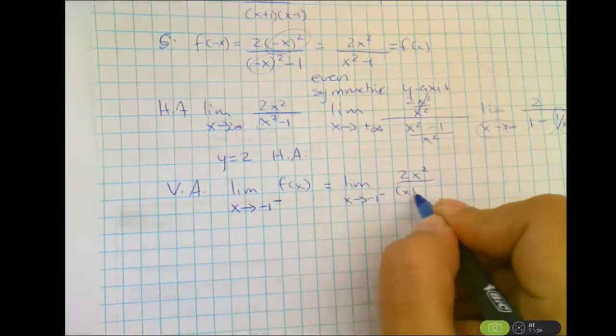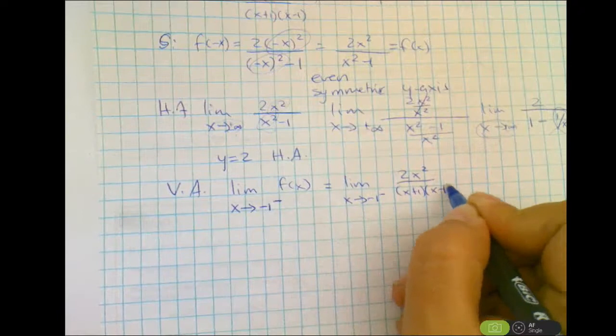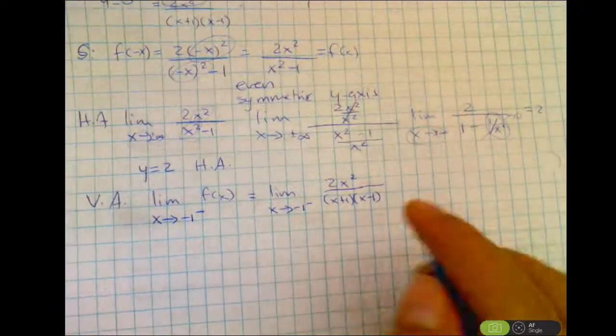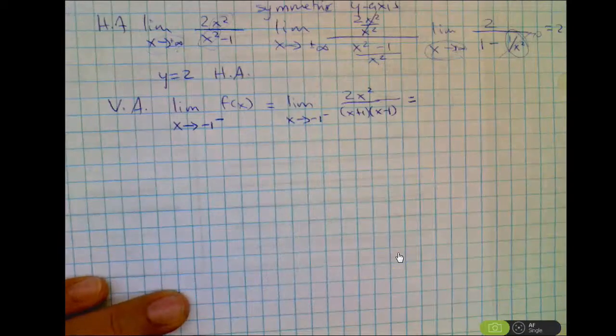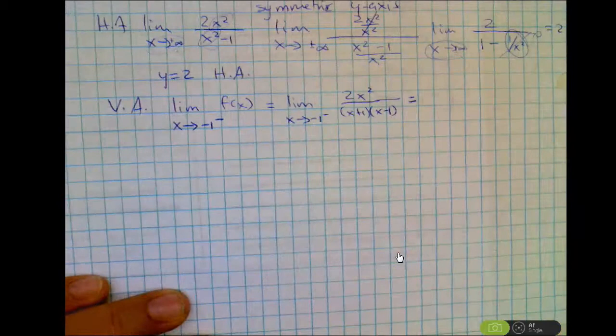So, and you have x plus 1, x minus 1. I want to write it as a... You already know that this answer is going to be either positive infinity or negative infinity. You just want to know which one it is.